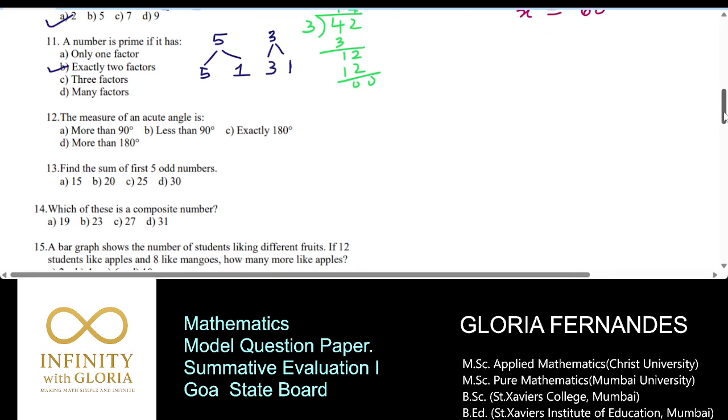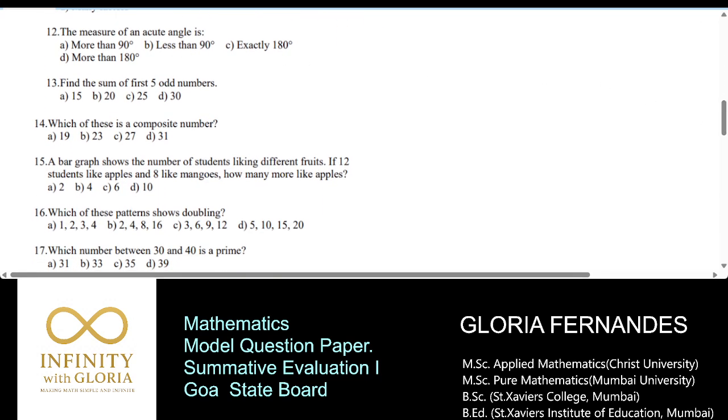The next one, the measure of an acute angle. So we have seen the types of angle, right? So what is an acute angle? Yes, the angles which are less than 90 are called acute angles. Okay, less than 90 is acute angle. More than 90 is called obtuse, right? And exactly 180 will be the straight angle, and so on. Go to the next question.